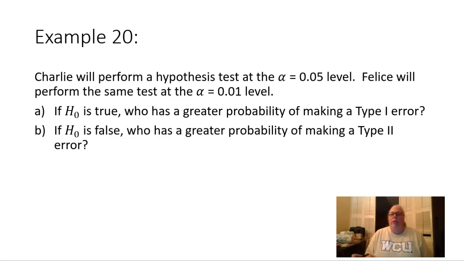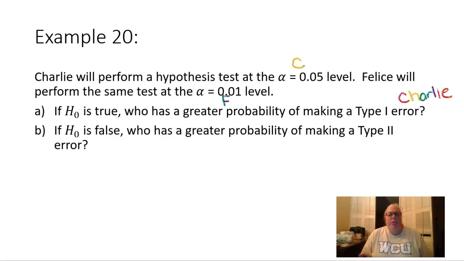Well, remember, the probability of making a type 1 error is the alpha level. So Charlie's alpha level for his test is 0.05, and Felice's probability of a type 1 error for her test is 0.01. So question A is really asking me which one is greater, 0.05 or 0.01, and the 0.05 is greater. So Charlie actually is going to have a greater probability of making a type 1 error.